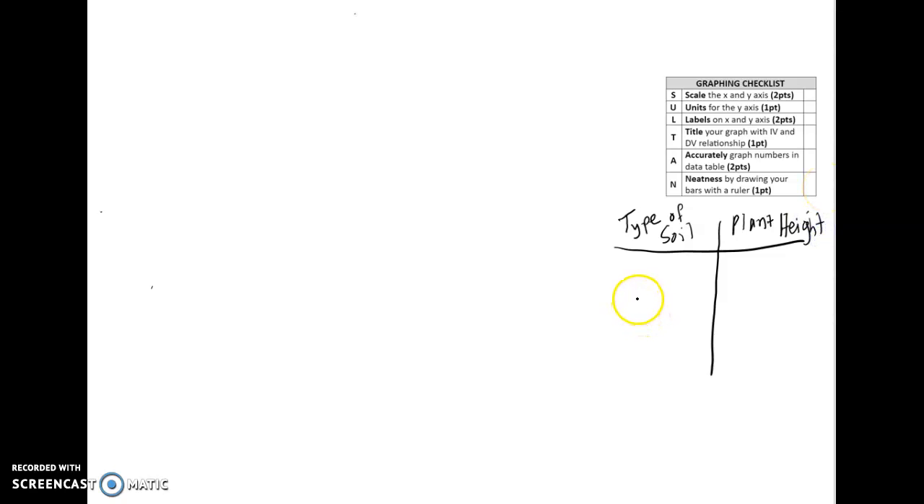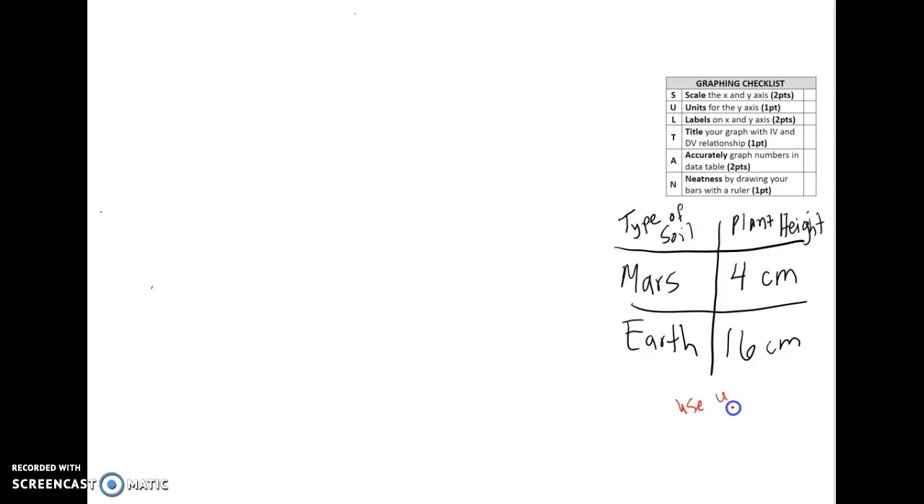All right, I should have two pieces of data. So one is from Mars, one is from Earth. And I'm going to use some class data. In my last class of the day, we had 4 centimeters for our Mars and 16 centimeters for our Earth. This data might be different. Please use your own data here. If you do not have your own data, please use my data.